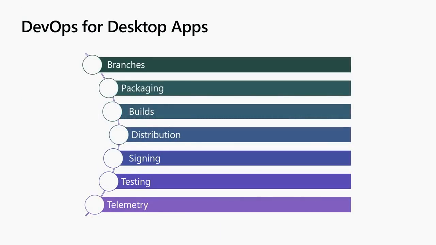remember the steps that you need to go through if you want to duplicate this in your application. You need to talk about branches, packaging, build, signing, distribution. With MSIX, you have the format to target any Windows machine.